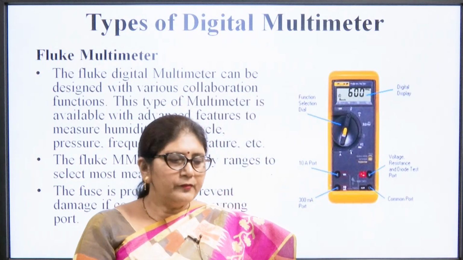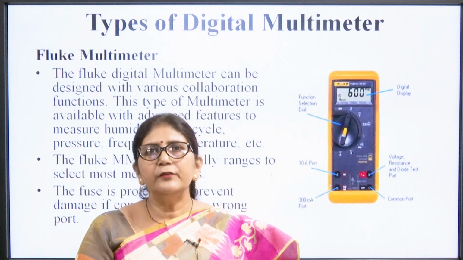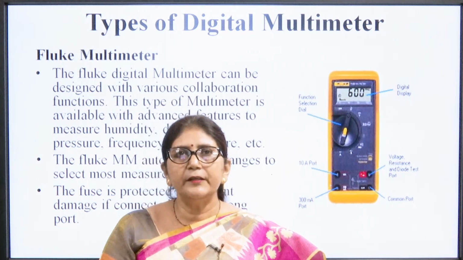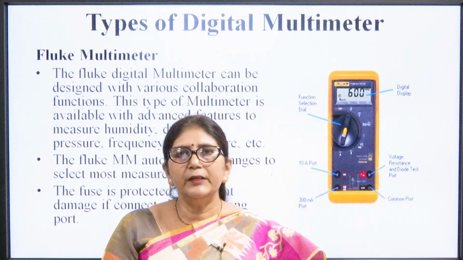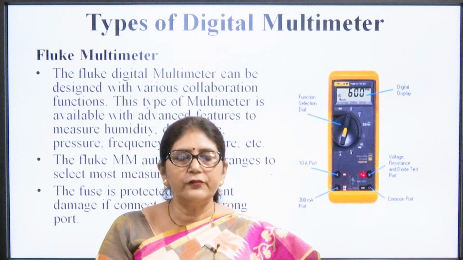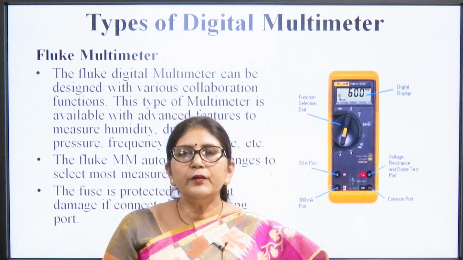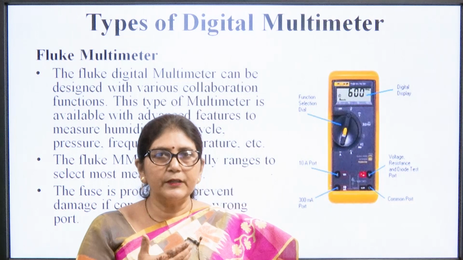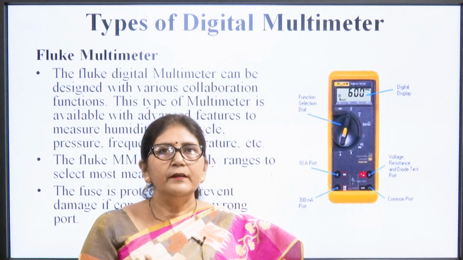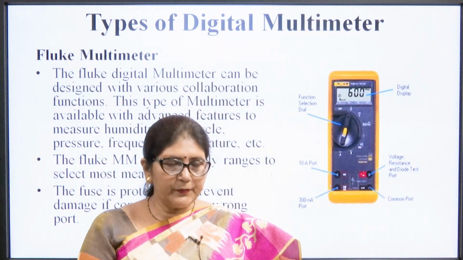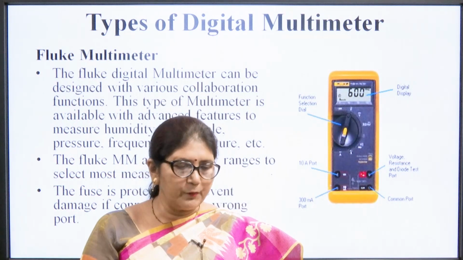Now, types of digital multimeter. The first one is the Fluke multimeter. This multimeter is designed with various functions, with advanced features to measure humidity, duty cycle, pressure, frequency, temperature. So apart from measuring voltage, current, resistance, it can also measure humidity, duty cycle, and pressure, it can measure the frequency, and it can also show the temperature.